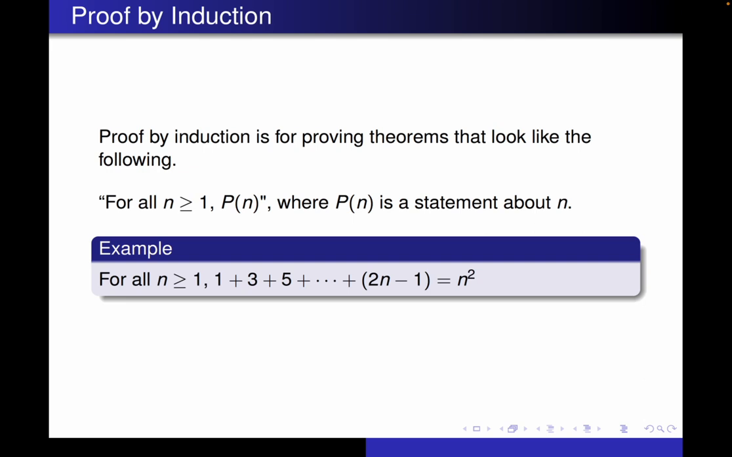An example is: for all n greater than or equal to 1, if we add up all the odd numbers between 1 and 2n minus 1, we get n squared. That equation at the very end is our P of n. That's our statement about n. It's an equation. If you plug in a value of n, it gives you a statement.